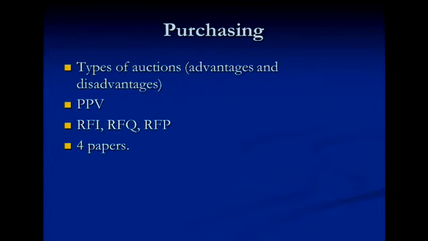Purchasing. Understand the types of auctions: reverse auction, multiple round bidding, single round auction, combinatorial. Be able to discuss purchase price variance and why it's sometimes a bad metric, at least what it isn't. Understand the difference between a quote, information, and proposal.